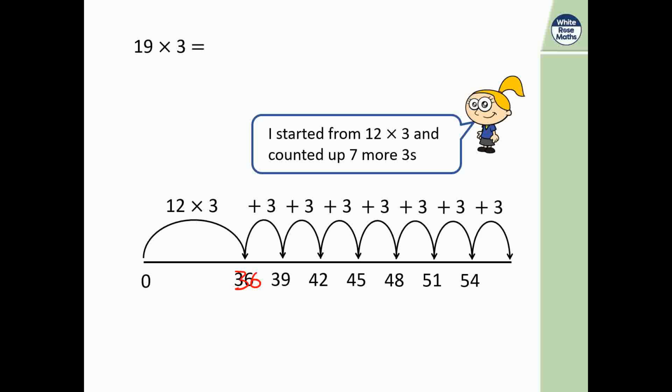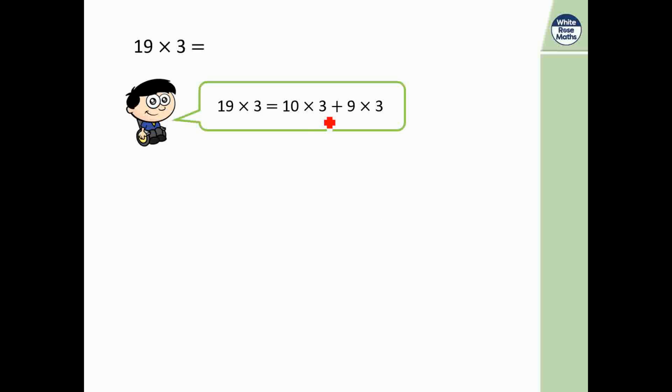And last of all, 57. 10 times 3, and then 9 times 3. That's what we did, isn't it? What's 10 times 3? And 9 times 3? 27, yes. Because remember, 9 times 3 is just 1 less than 30. And then we added them together. What did we get? Can anyone remember? 57, good.